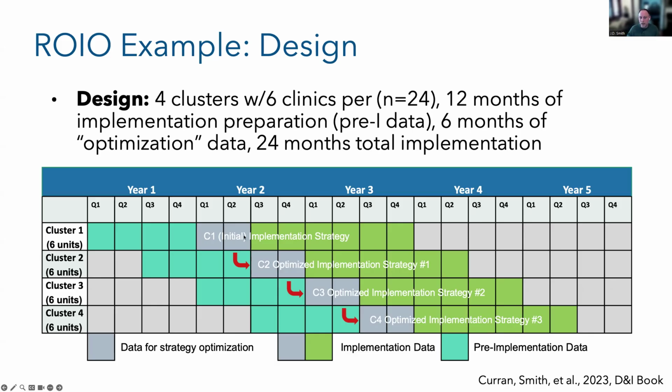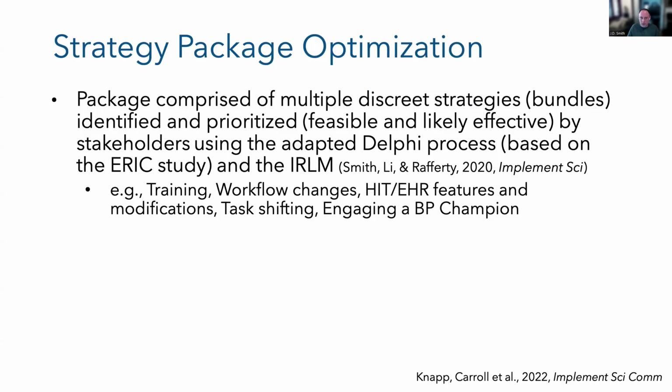So the red is essentially showing that you're using this data to then inform what cluster 2 gets. Cluster 2, of course, informs cluster 3, and cluster 3, cluster 4. So what can you do in the optimization process? As I mentioned, when we identified the bundle, we prioritized it with our community partners as components that were likely to work and were feasible for them to implement. We used an adapted Delphi process as well as the IRLM, and this Knapp Carroll paper from 2022 is a methodology paper about this process that you can go see in Implementation Science Communications.